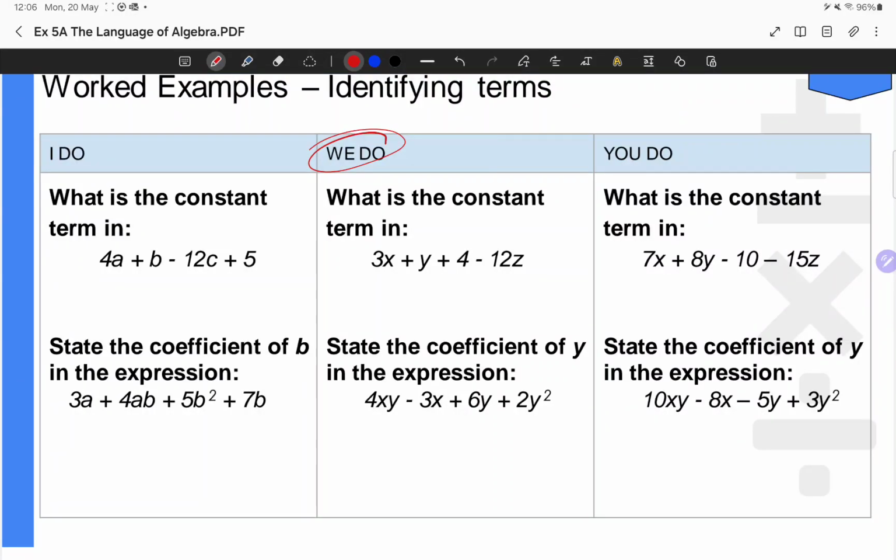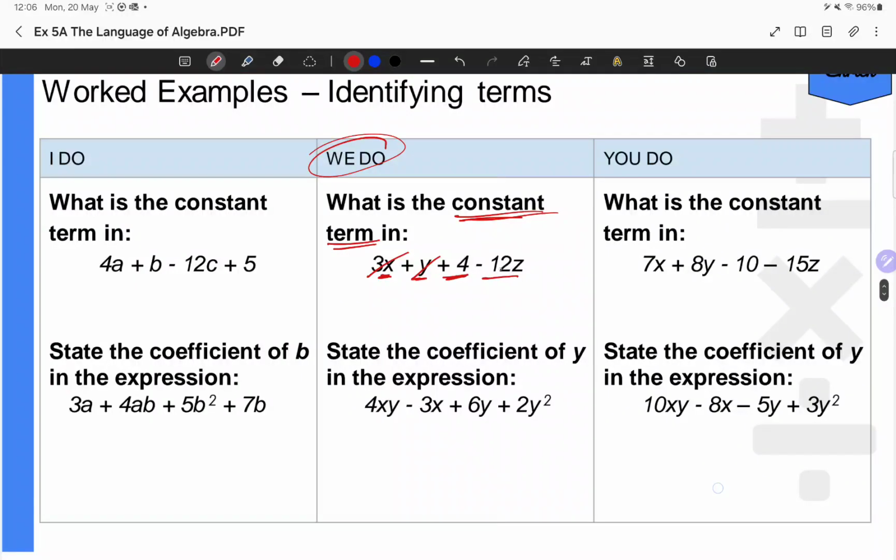So on here, what is the constant term? So remember, constant term means the number without any variables or without any pronumerals. So this has a pronumeral, so it's not that. This has a pronumeral, so not that. This does not have a pronumeral, and this also does not have a. This also has a pronumeral, so it's not that. So the constant term is 4, okay? Because there are no pronumerals or letters attached to it.